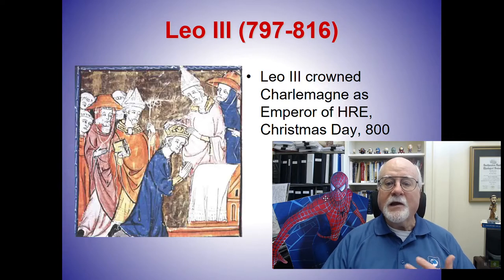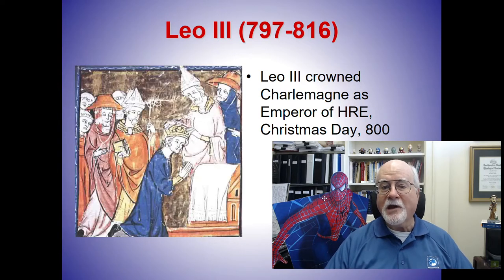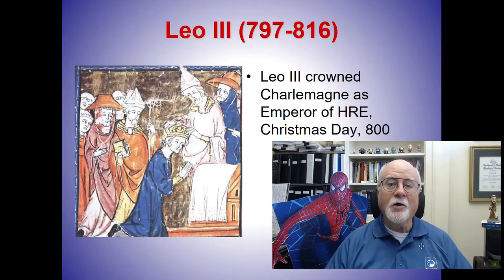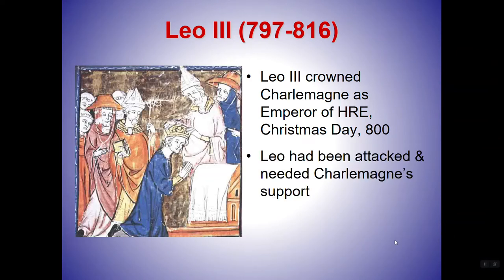All right, Leo the Third is known best because he is the one who crowned Charlemagne as the emperor of the Holy Roman Empire, and he did so on Christmas Day 800. Now, Leo had been attacked by some unknown adversaries who had tried to blind him, attempted to cut out his tongue. Fortunately, they were stopped before they could succeed.